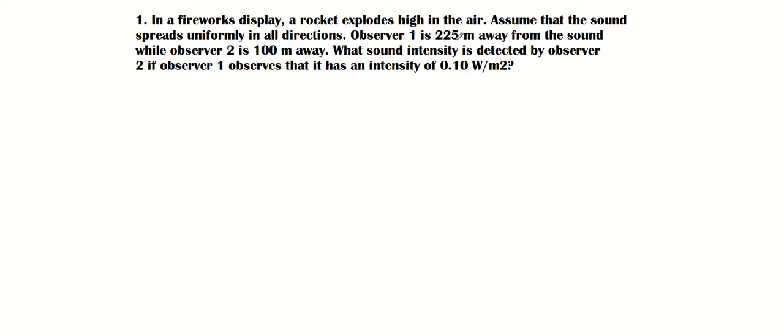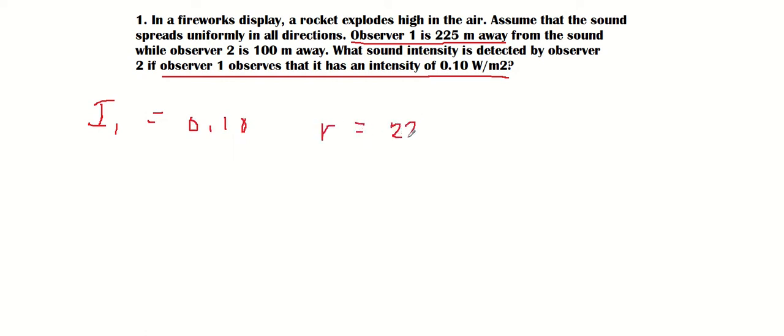Una is observer 1. So, observer 1 is 225 meters away. And yung observer 1, na-observe niya yung sound na may intensity daw na 0.10 watts per meter squared o per square meter. So, ngayon, given natin dito, intensity 1, kasi intensity ng narinig ng observer 1. So, 0.10. And then, yung R niya, o yung distance, is 225 meters away. So, 225. Ayan. So, ito yung mga given na kailangan natin ngayon.